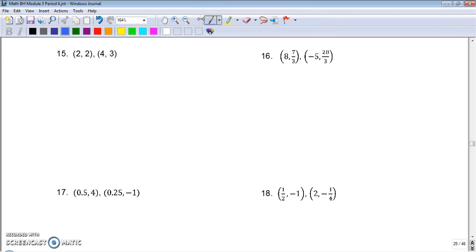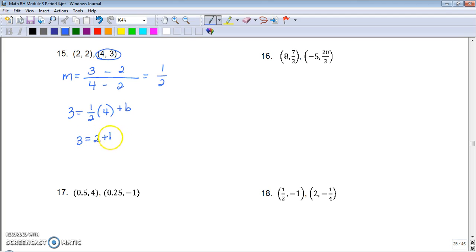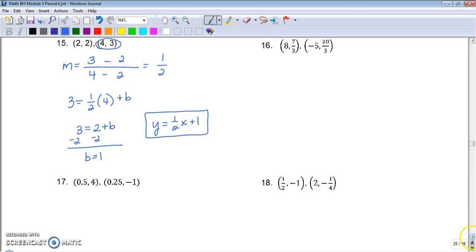Number 15, same idea. Calculate your slope. Pick a point. Let's say I pick this one. And make sure you plug the point in. It feels like you're plugging in backwards because y goes first. So one extra step, but not that much more difficult than what we did last class and also in the first half of the module.